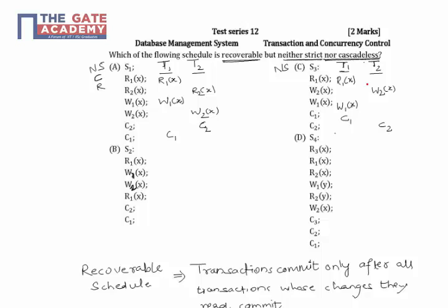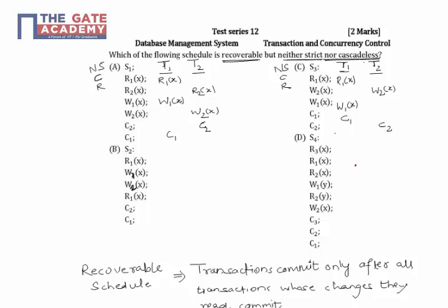In this schedule, none of the transaction read the changes written by the another transaction. So, this schedule is a cascadeless schedule. And as we know, a cascadeless schedule is also recoverable. So, schedule S3 is also a recoverable schedule. Since schedule S3 is cascadeless, option C is also wrong.